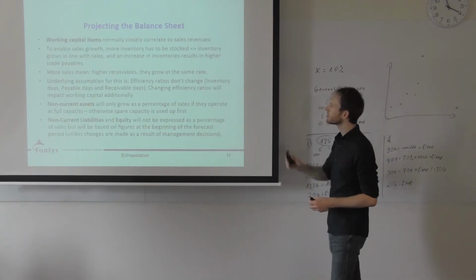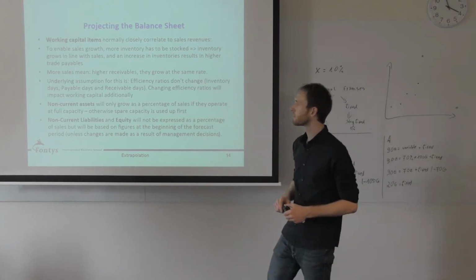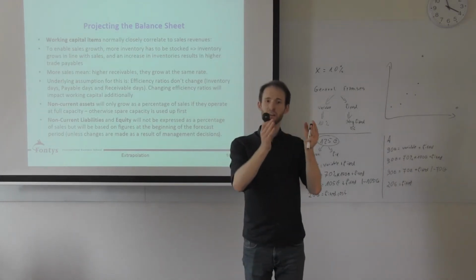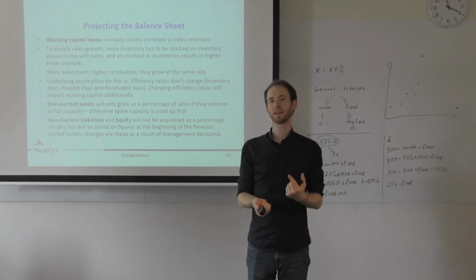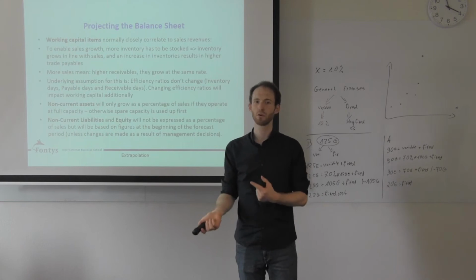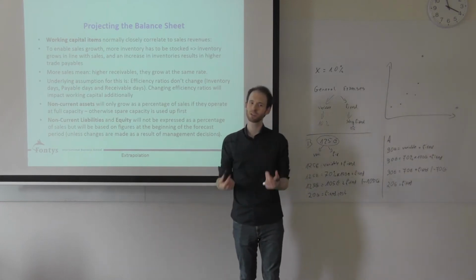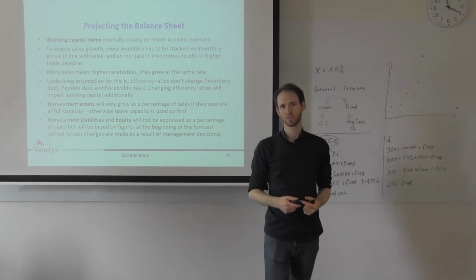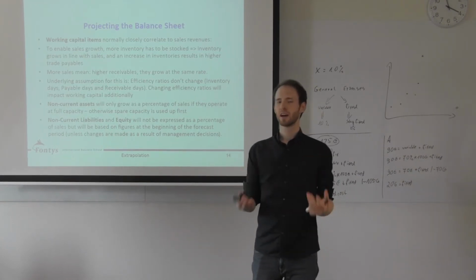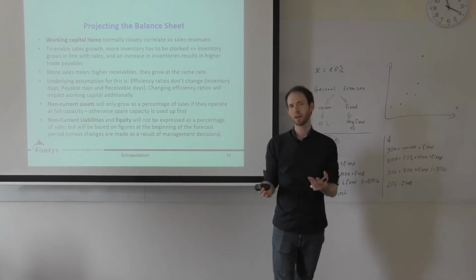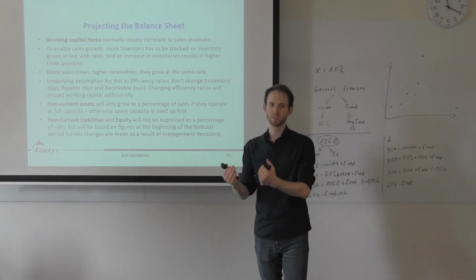So if you look at the balance sheet, also here, the working capital items, and working capital simply means current assets minus current liabilities, are expected to grow with the sales growth, because if we grow with the company, we also need to have the supporting resources. And the supporting resources are like inventories, receivables, but also our payables, because we need, let's say, resources that we buy in.